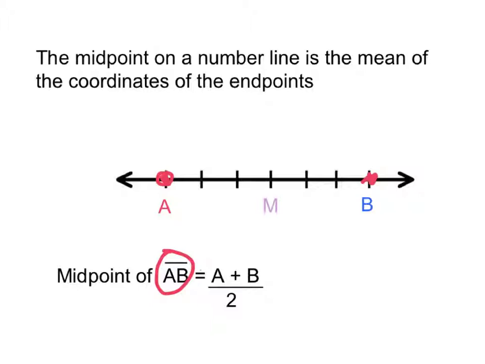All we need to do is find the mean, and the mean is just the fancy way of saying the average. We add our two numbers together and then we divide them by 2, and that's how we find the midpoint. So let's give it a little bit of practice.